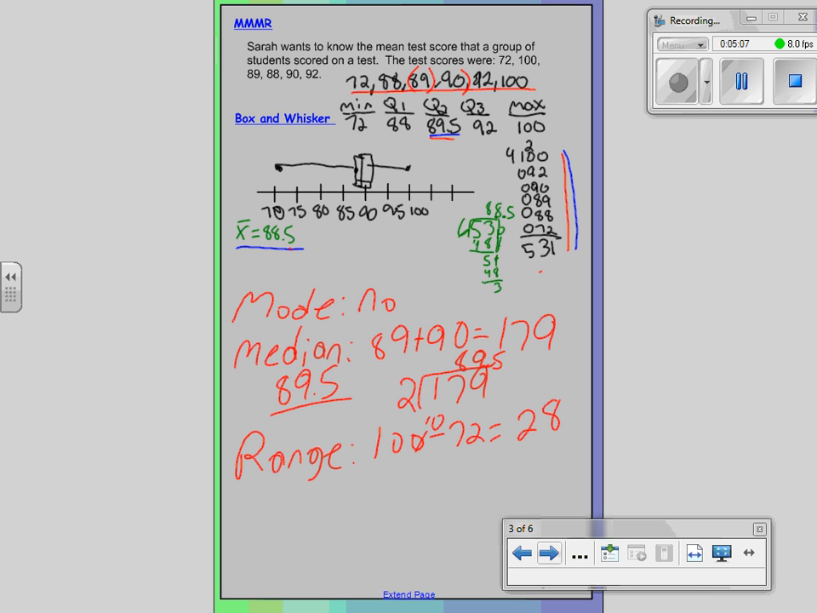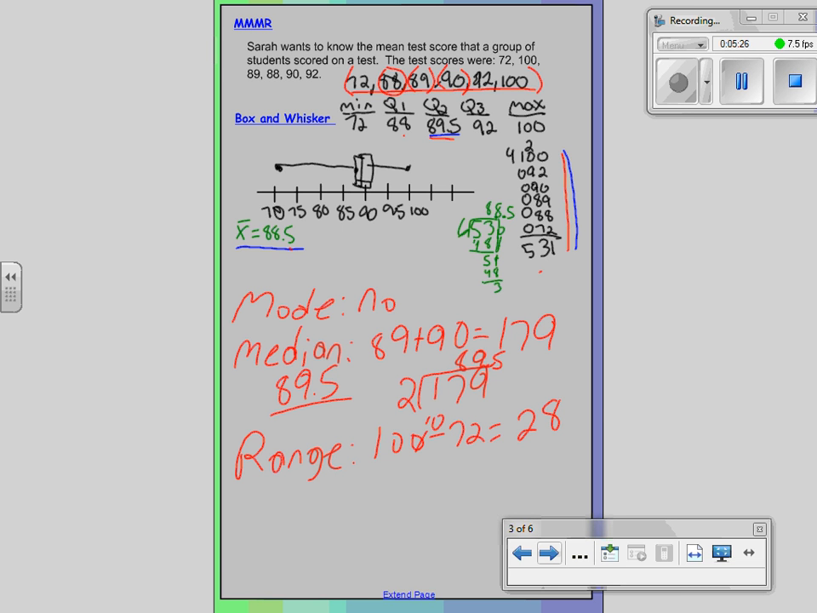Our Q1 is our lower quartile. That's when you look at the lower half. You got even numbers, so you're going to have 3 on your lower half and 3 on your upper half. So you got lower and you got your upper. The number in the middle of that is 88. So that would be my Q1. My lower quartile would be 88.